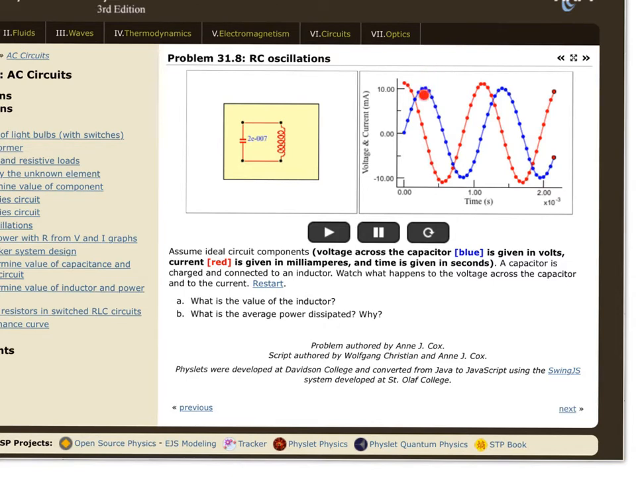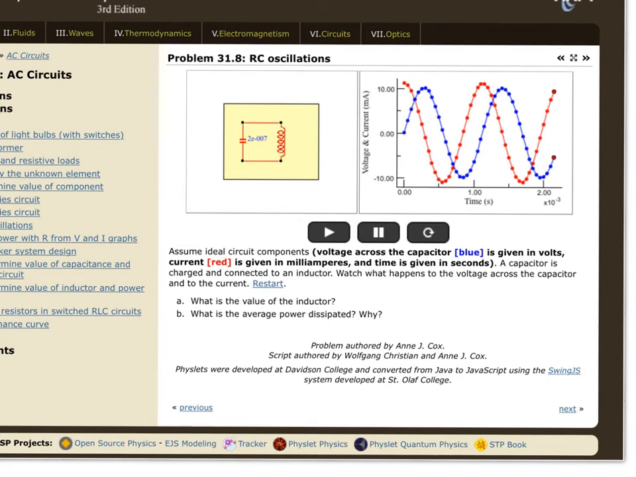But anyway, if we go here, you see where the voltage is high, the current is 0, and when the current is max, the voltage is 0. And that's true at any point. When the current is high, the voltage is 0. When the voltage is high, the current is 0. And so we would write this, the red one, as a cosine function because it starts at 1. And we would write this as a sine function because it starts at 0.